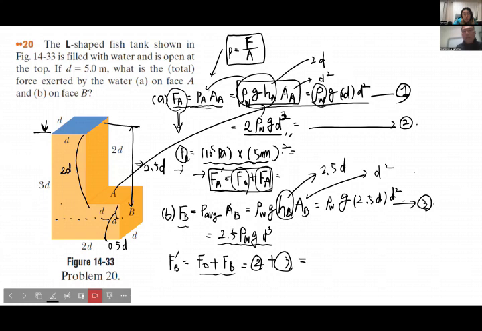And the density of the water is 1,000 kilograms per, hold on. I suppose you already know that number, but let me give you rho. rho_w is 10 to the 3 kilograms per cubic meter. Okay.